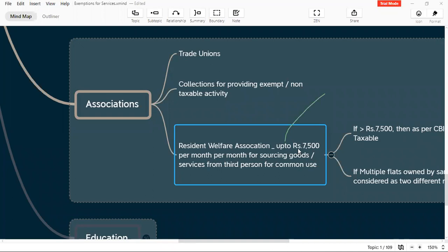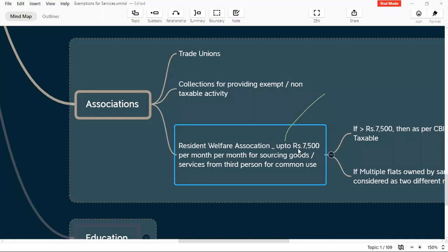Okay. Now the next question is, how much is taxable? Let's say per month per member, the maintenance fee is about 10,000. How much is taxable? Government says entire 10,000 is taxable, not the excess amount. Entire 10,000 is taxable. This is the circular. I repeat, practically we will be disputing all these points.